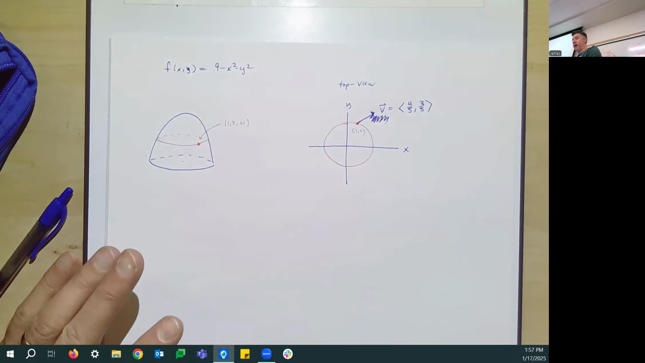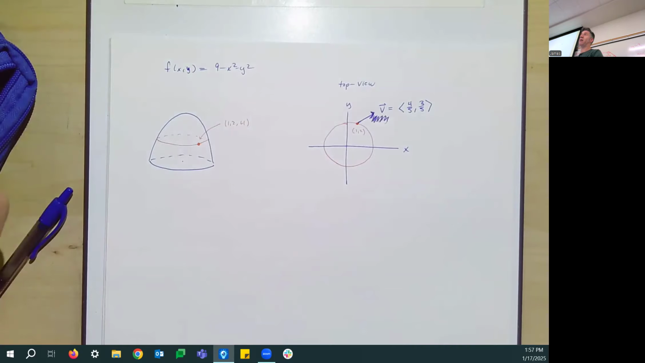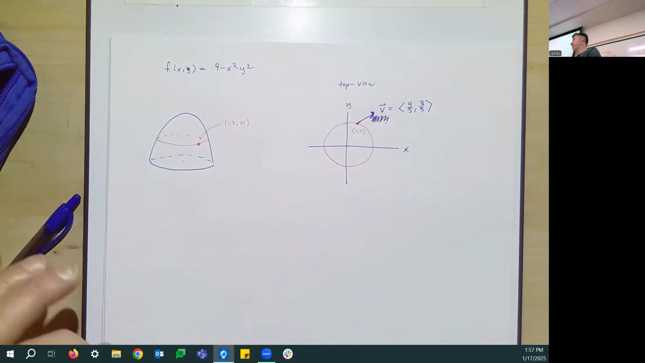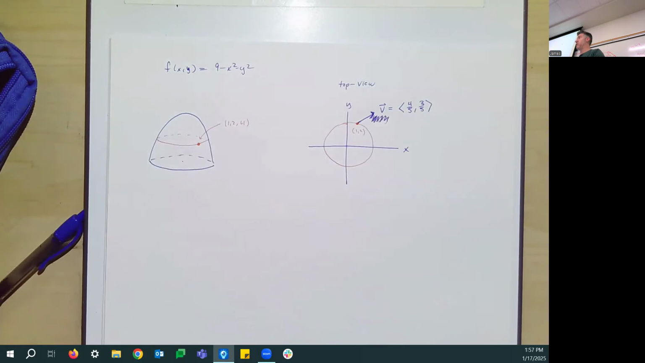And this vector here is the vector where we're going over 4/5 and up 3/5. I will point out that that is a unit vector. It has a magnitude of 1. Typically, when we do this, we like our vector to have a magnitude of 1. If it doesn't, we usually scale it down so it does. But not something we need to focus on right now.